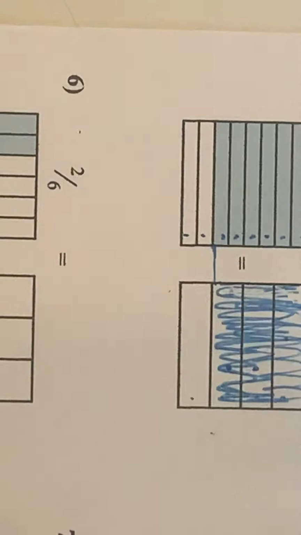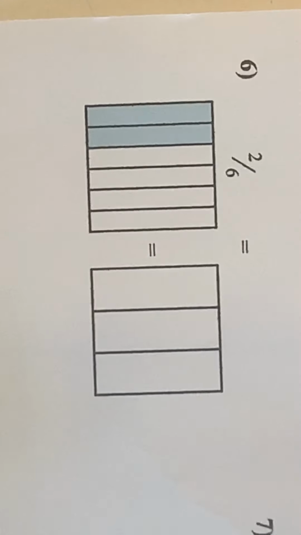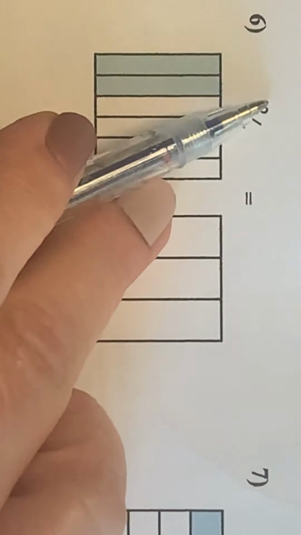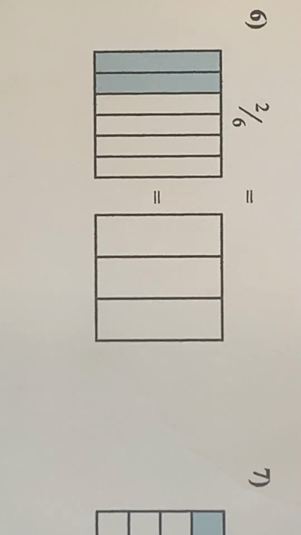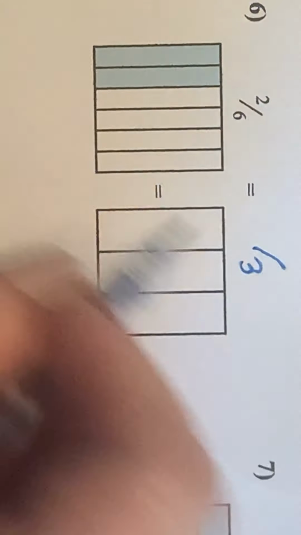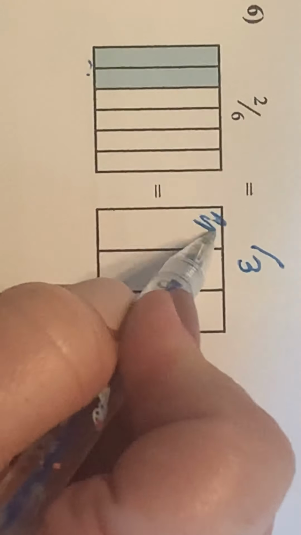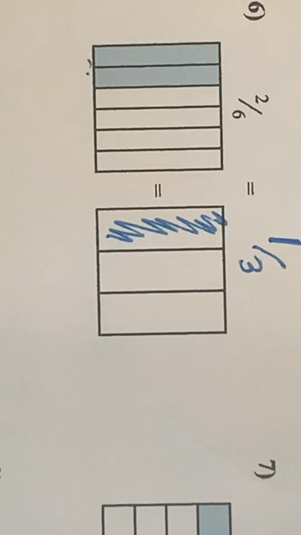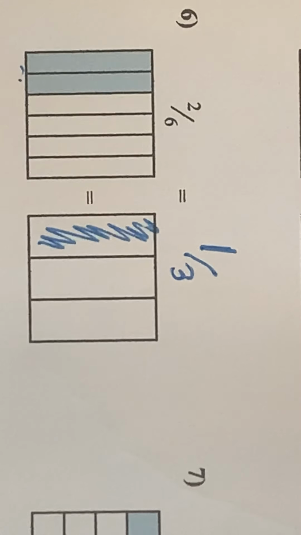Okay, let's do number 6. Let me fold this because I don't have enough room. Okay, let's do number 6. All right, it says 2/6. We have 6 pieces, 2's colored in. Right here we have 1, 2, 3 pieces. How many do we need to color in? You're right. 1. So 2/6 equals 1/3.